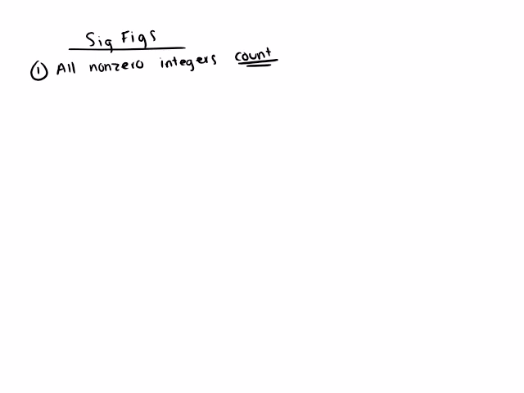So, what's an example of a non-zero integer, or a value that has nothing but non-zero integers in it? Let's try 241. Okay, 241, 2, 4, and 1 are all non-zeros, and so that means that this value has 3 significant figures. Okay, let's try another one. What about 11? 11 is going to have 2 significant figures.